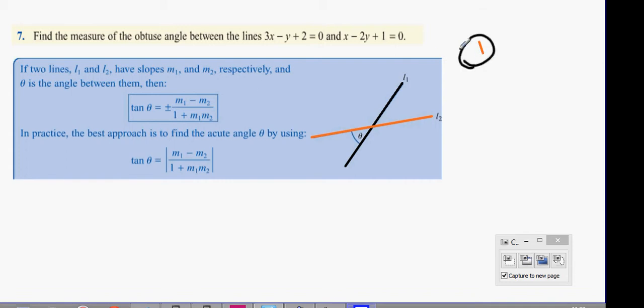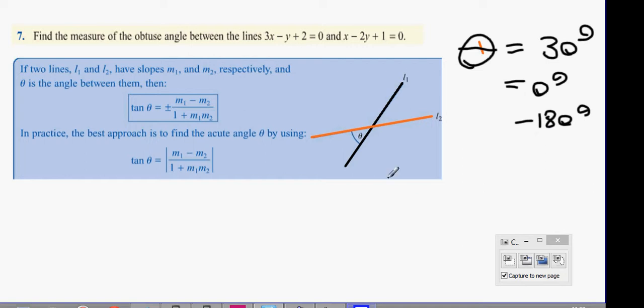This symbol here, theta, is a measure of an angle. It's usually in degrees. It can be 30 degrees, anywhere from 0 to 180 when you're talking about the obtuse angle. Or sorry, bigger than 0 but smaller than 90 when you're talking about the acute angle.